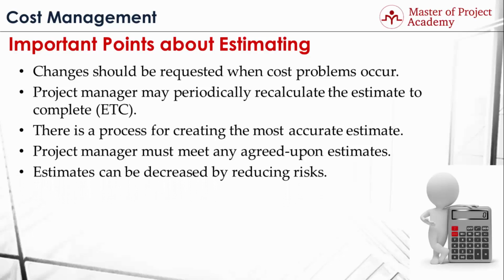Estimates can be decreased by reducing risks, because during estimation of each activity, a contingency reserve is planned if there is any risk associated with the activity. If these risks are eliminated or reduced, contingency reserves planned to accommodate the impacts of these risks will be reduced respectively, and this will help in reducing the estimates for the project activities.